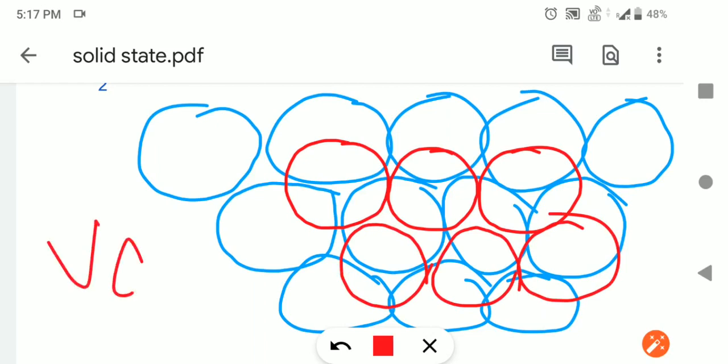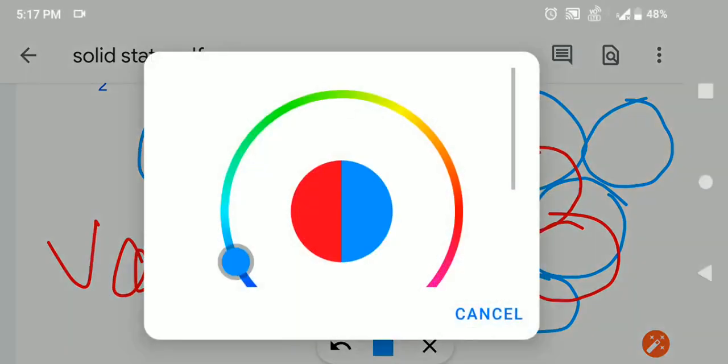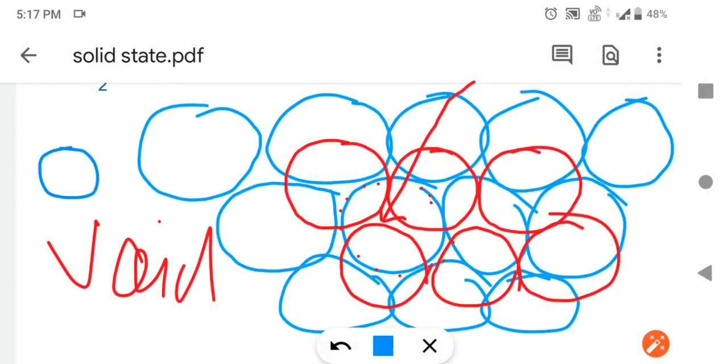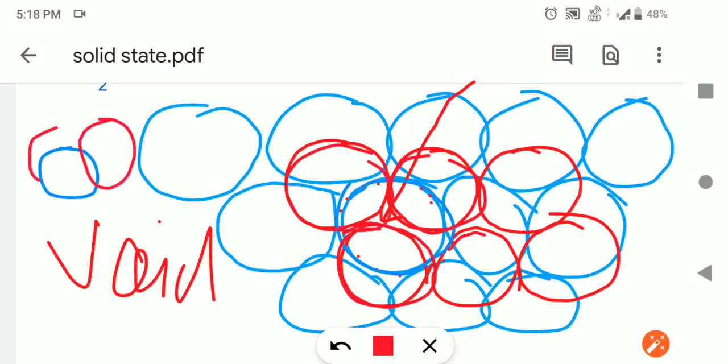What is void? Void is the free space. Okay, so what did you observe? Over the blue or sky blue sphere, this one, you got another void, this one. Is this void or not? So I am drawing it separately. How? This is that sphere, back side, and over this sphere, 3 spheres: first, second and third. Like this. You got a void. Clear?